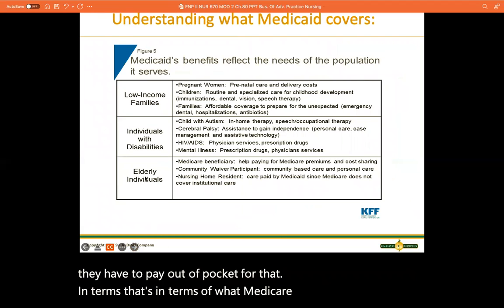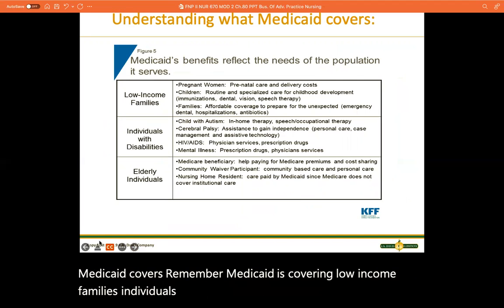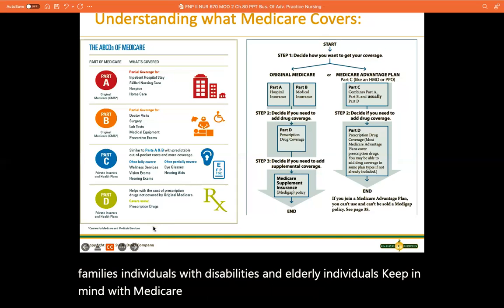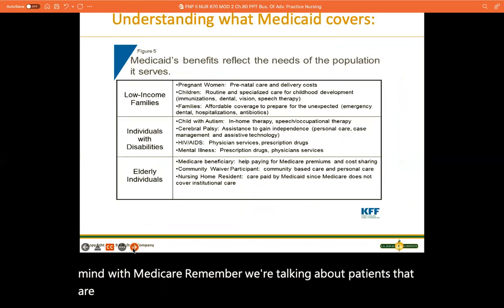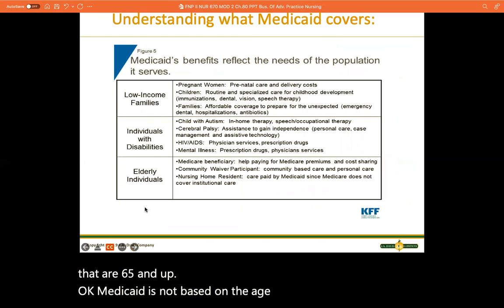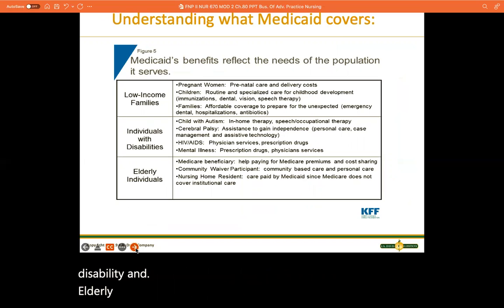Here's what Medicaid covers. Remember, Medicaid is covering low-income families, individuals with disabilities, and elderly individuals. Keep in mind with Medicare, remember, we're talking about patients that are 65 and up. Okay, Medicaid, it's not based on the age, it's based on income, disability, and elderly individuals specifically who need to go into an institution.